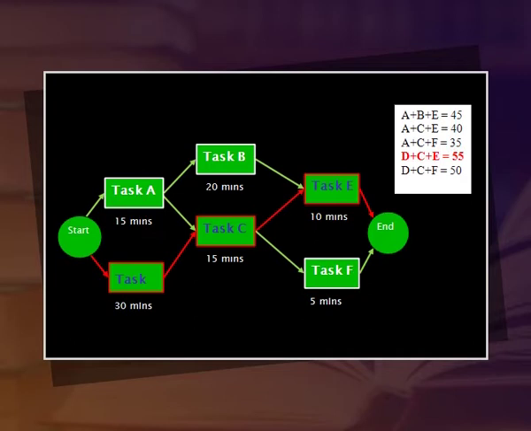The length of each path is shown below. Start, task A 15 minutes, task B 20 minutes, task E 10 minutes, end. Then start, task D 30 minutes, task C 15 minutes, task F 5 minutes, end. A plus B plus E is 45, A plus C plus E 40, A plus C plus F 35, D plus C plus E 55, D plus C plus F 50. So, it is understood that DCE is the critical path.